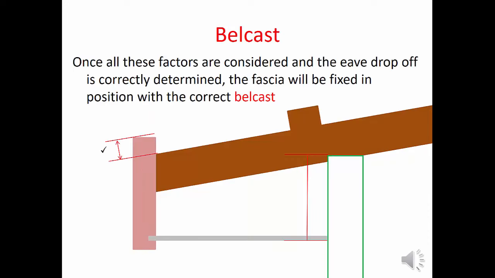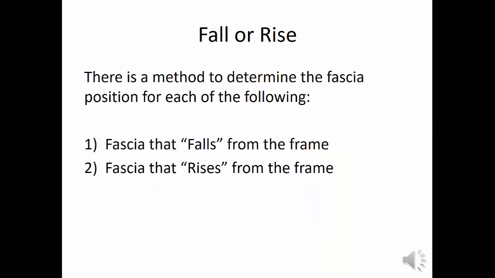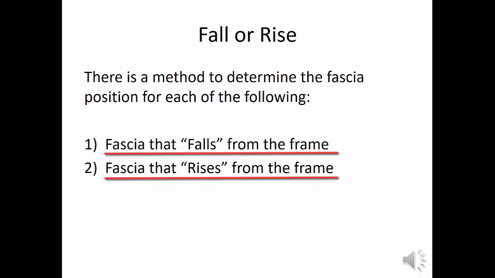Once all these factors are considered and the eave drop-off is correctly determined, the fascia will be fixed in position with the correct belcast. There is a method to determine the fascia position for each of the following. 1. Fascia that falls from the frame, and 2. Fascia that rises from the frame.